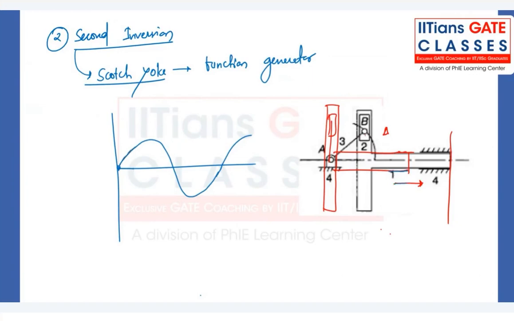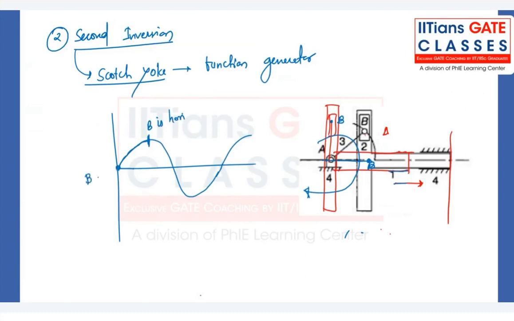And if you continue rotating this link number 3 towards the downward side after this point, this is the situation. B will be somewhere here. So initially it is here, then here, then here. This is the situation where B is on the horizontal line. Here B is on the vertical line.